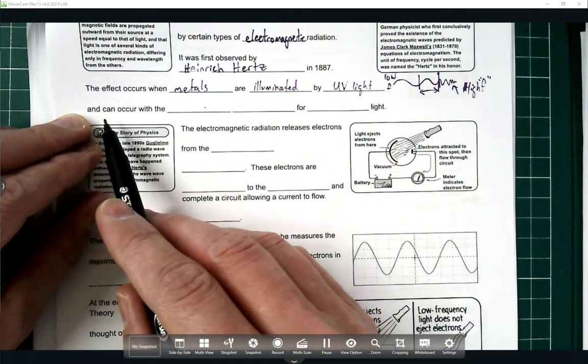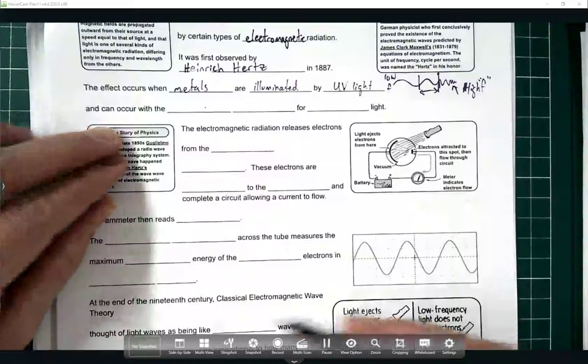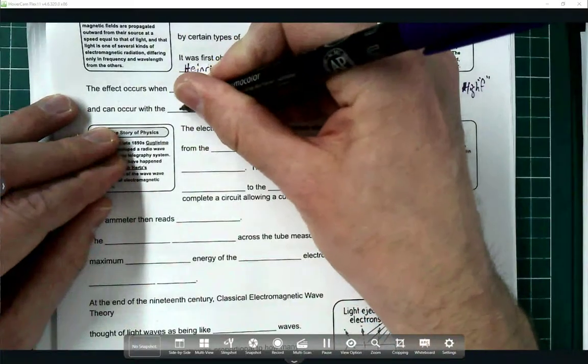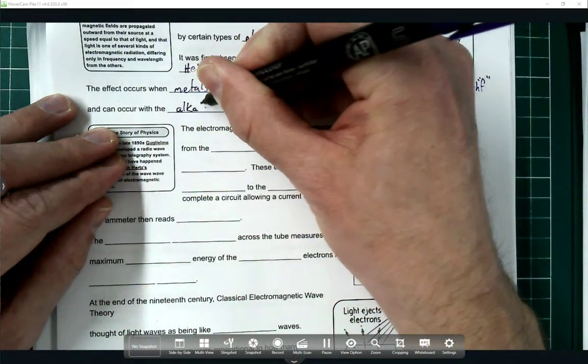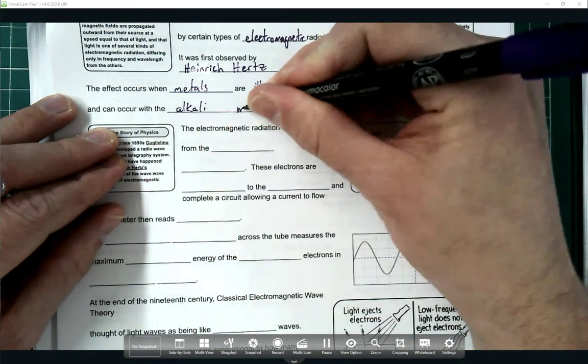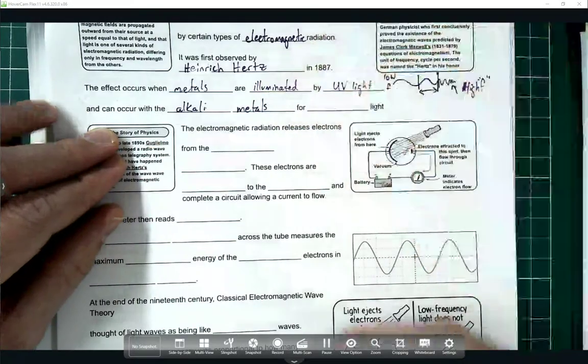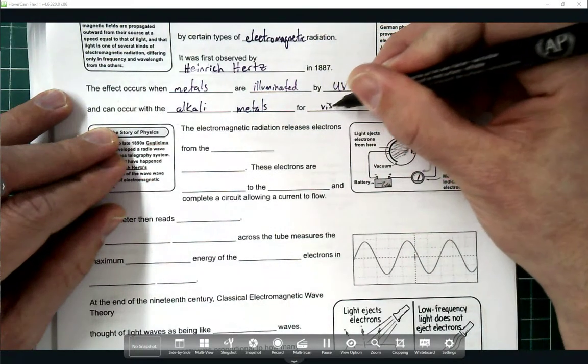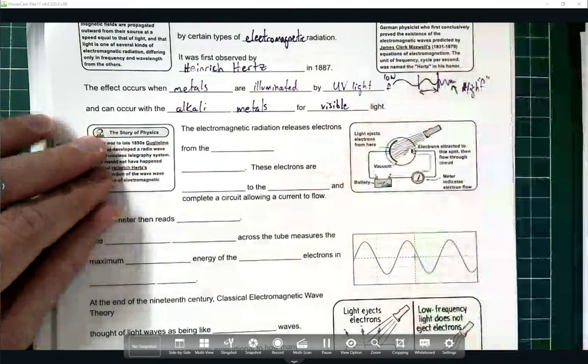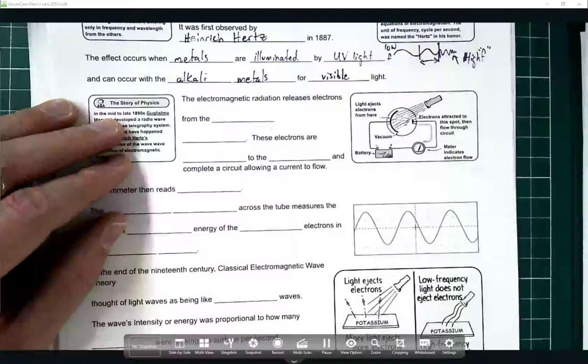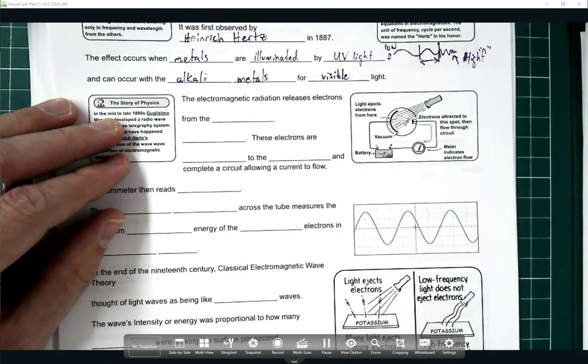Anyway, so this UV light can occur with alkali metals. Oh, chemistry. For visible light. So we need to know about what an alkali metal is, and hopefully you guys remember where they are on the periodic table. Is it on the far left or the far right?